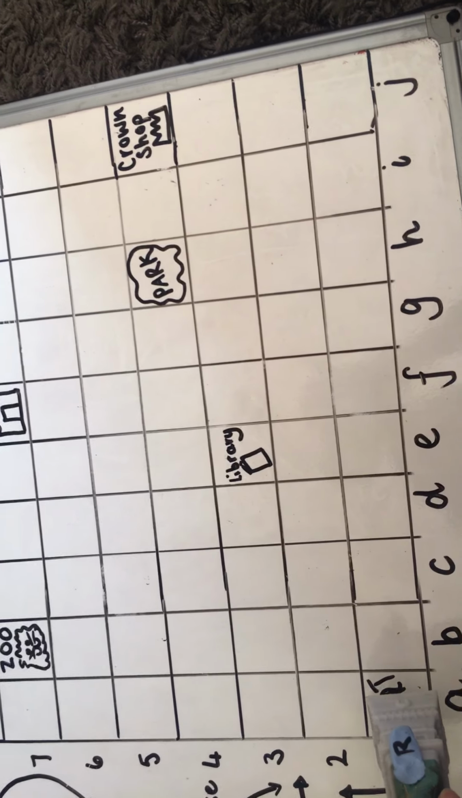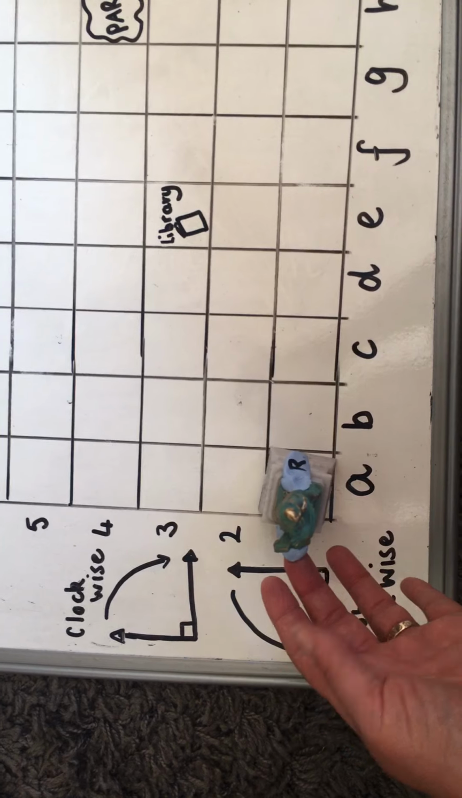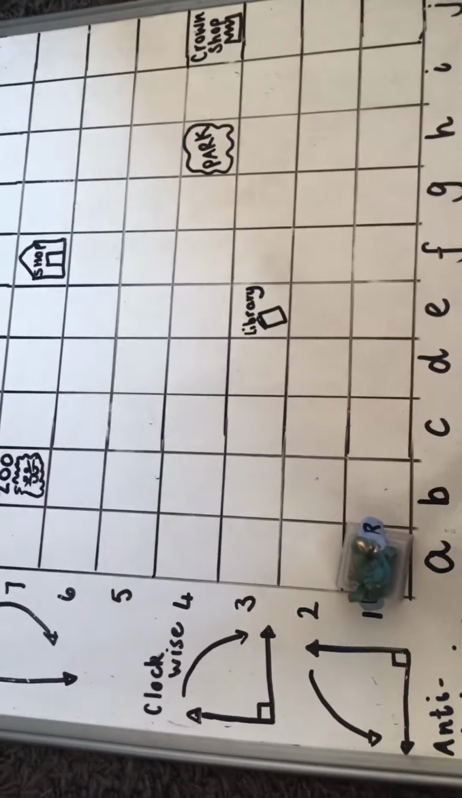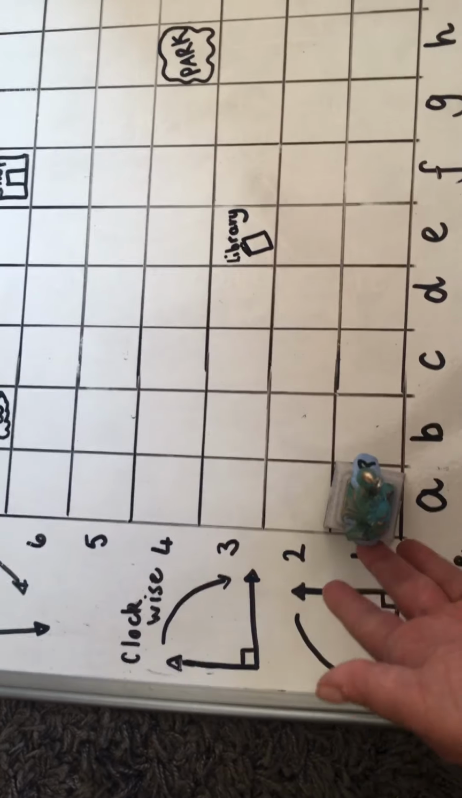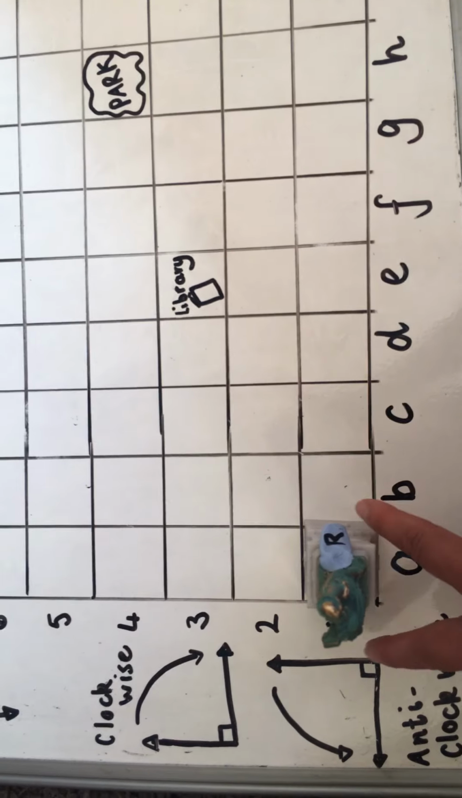So we're going to put her at the start. Make sure you know your left from your right first, guys. Our Statue of Liberty, she sometimes forgets. That's why we've got the L for left on this side, and that's why we've got the R for right on this side.